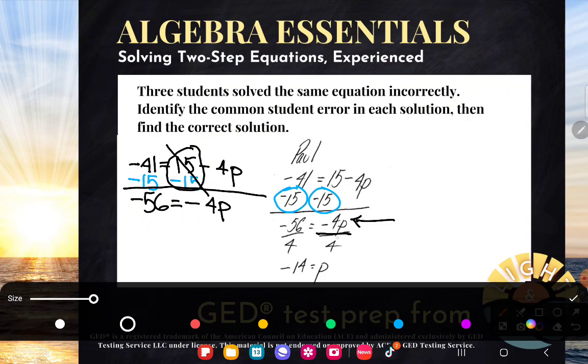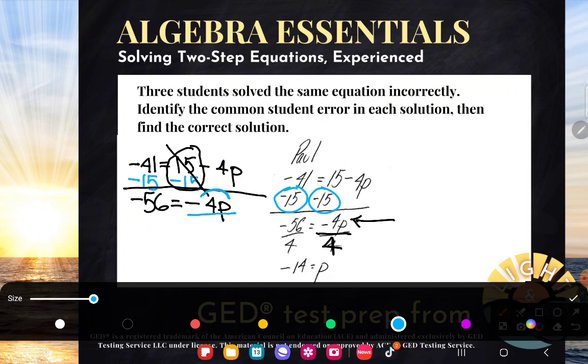Okay. And now let's look at what Paul chose to do next. He chose to divide by 4. Now, I partially agree with Paul's reasoning. Let's talk about what was good first. Paul avoided another common error that students make here. He knew that negative 4 and p, they were shoved together, so they must be multiplying. So nice job, Paul, to choose division.